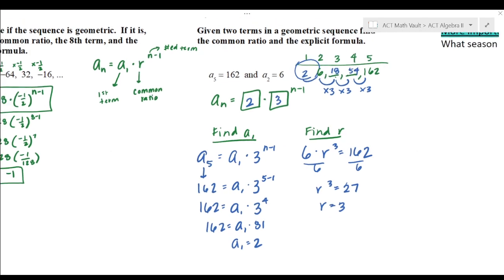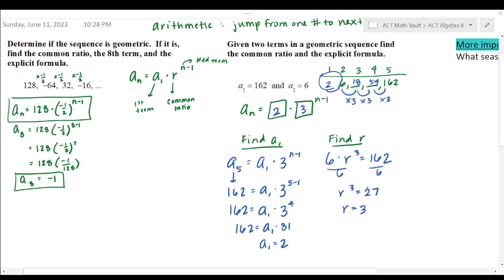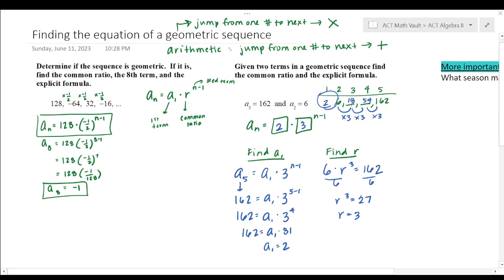It could ask you for any term right here. Common ratio. So it just asks us for the r and the explicit formula. It also could say, what's the 1000th term? Okay. You use the formula to generate that information.